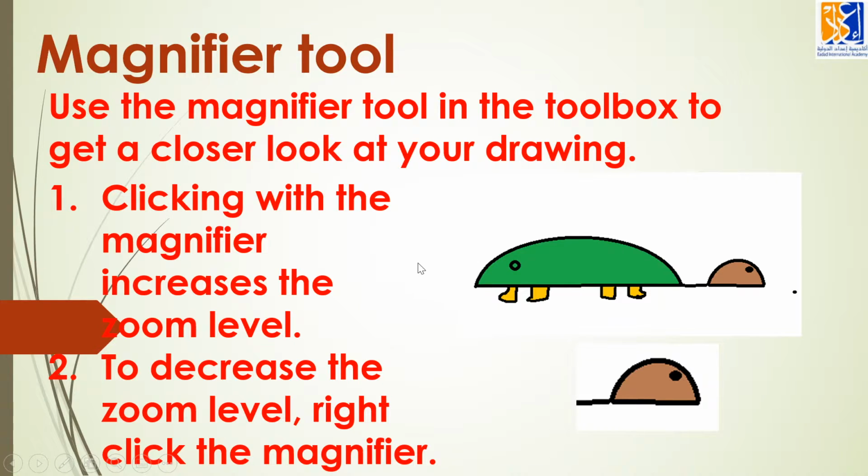Now, what is a magnifier tool? You can see that I have a picture over here. The first is a picture of a tortoise and then the second picture is only the head. Use the magnifier tool in the toolbox to get a closer look at your drawing. If I need to look very closely at my drawing, how am I going to look? With the help of the magnifying tool. How am I going to use that? Clicking with the magnifier increases the zoom level. To decrease the zoom level, right click the magnifier.